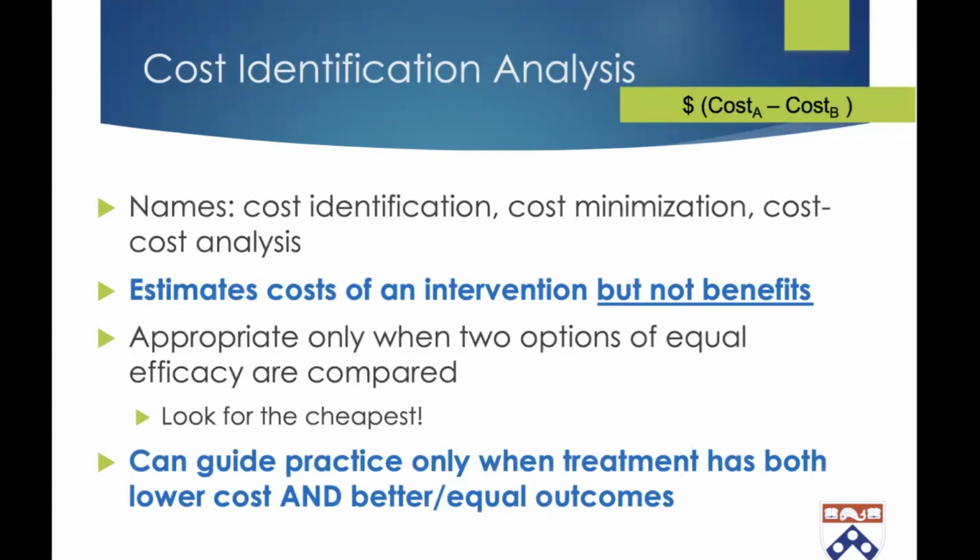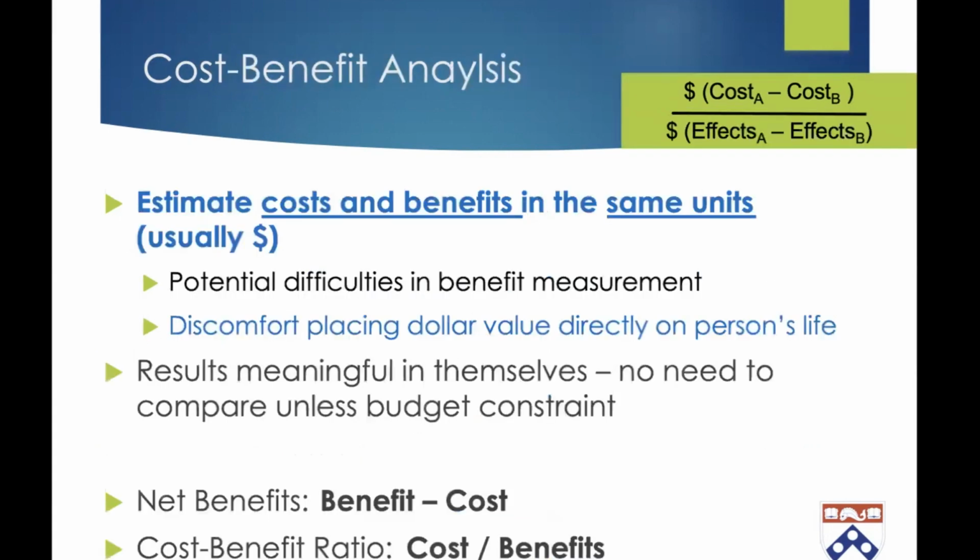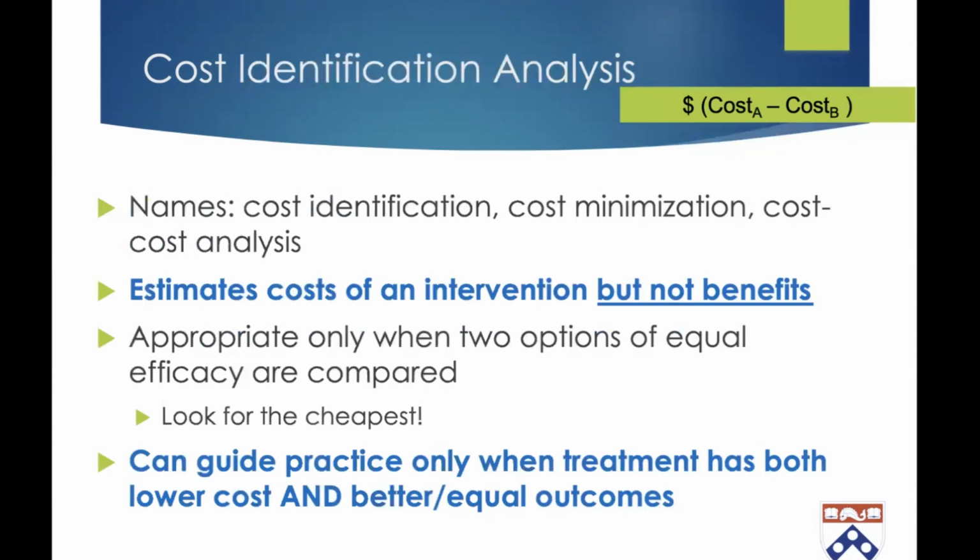So don't do this. This is a very low quality type of cost study. It's appropriate only when two options of equal efficacy are compared. All you're doing is looking for the cheapest. So no comment on efficacy, it's just what's cheapest. So it can guide practice only when treatment has both lower cost and better or equal outcomes. So for trials, this is not what you want to do.